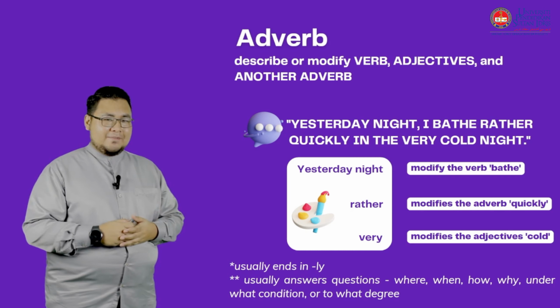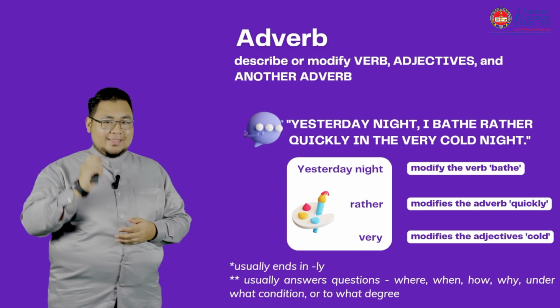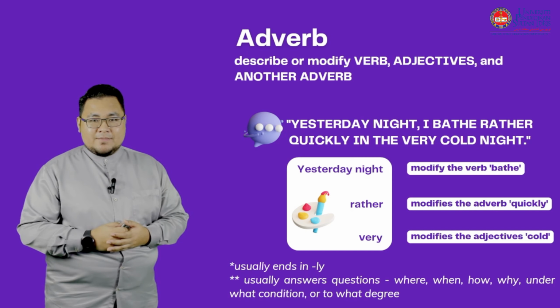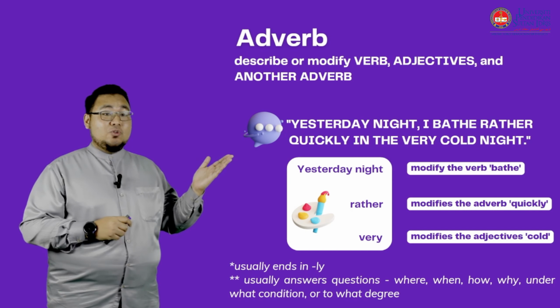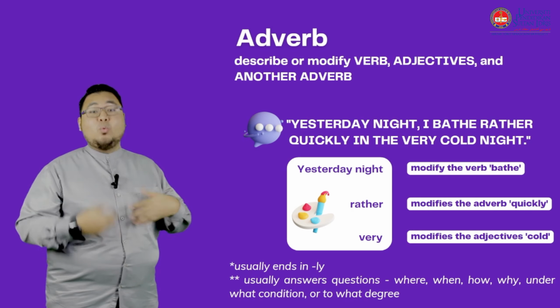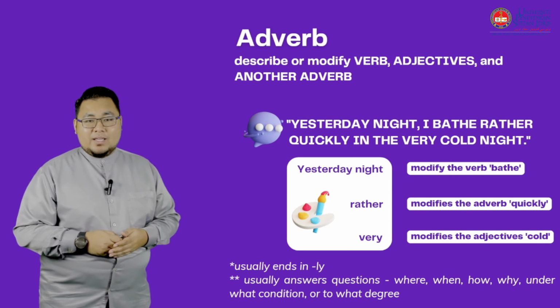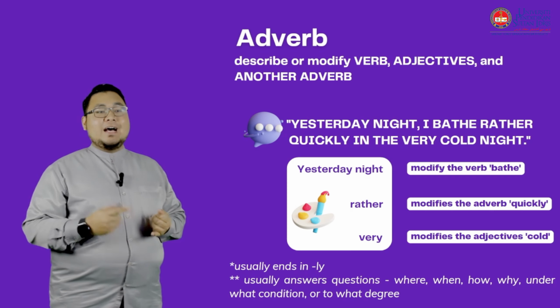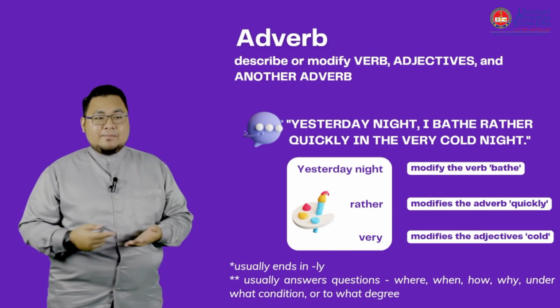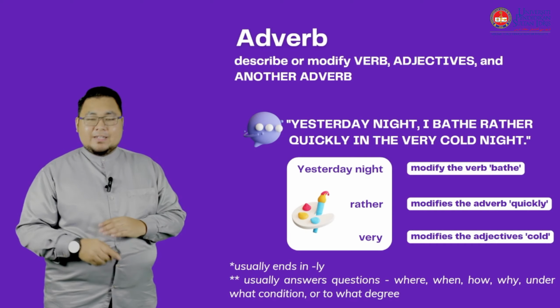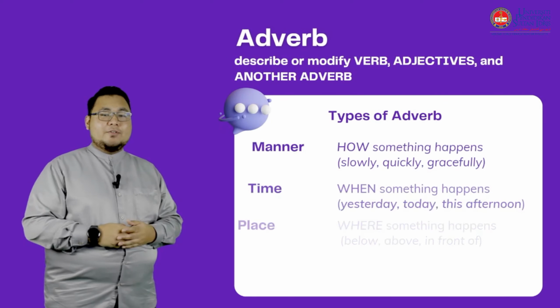What is the verb here? The word bathe. How do we describe more on this particular word? We use yesterday night to modify the verb bathe. When are you doing something? And then, how quick are you doing it? The word quickly modifies the verb bathe. And the word very defines the adjective cool. Now let's look at what are the types of adverb available.